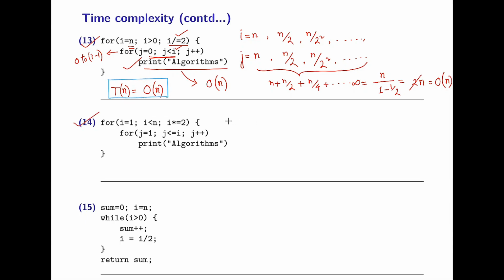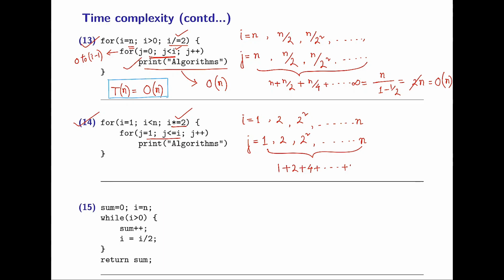So question number 14. Here i is 1, j is going to run from 1 to less or equal than i. So 1 to i means i times. Again the same thing, i equal to 1, j runs 1 time. i equal to 2, then j 2 times. When i is 2 square, j is going to run 2 square times. That way it will go. What is the stopping criteria? When i will be greater than or equal to n, it is going to stop. So 2 plus 4 plus up to n.